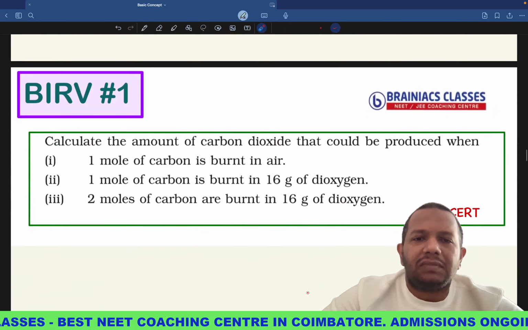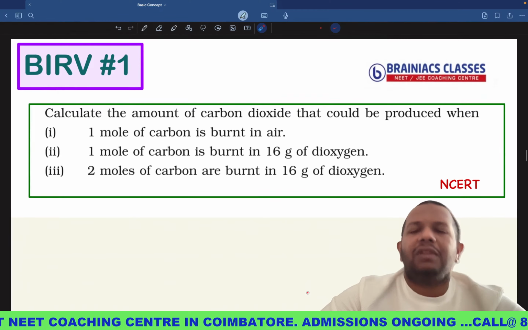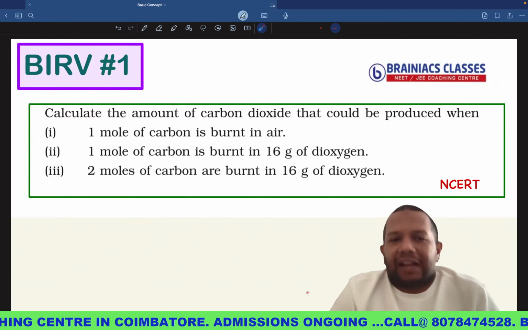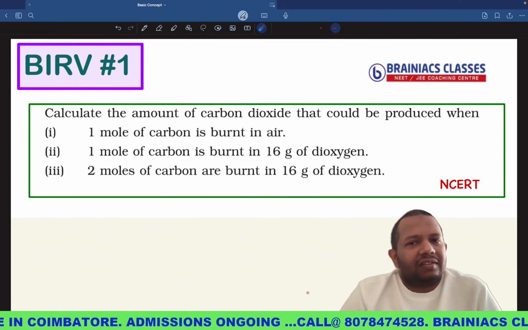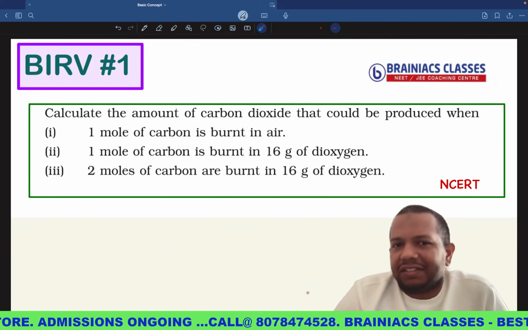Okay, now we have another important question in front of you. This is directly from NCERT. You know that these days the questions are directly asked from NCERT, correct?